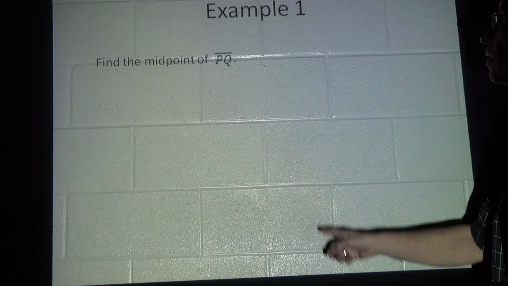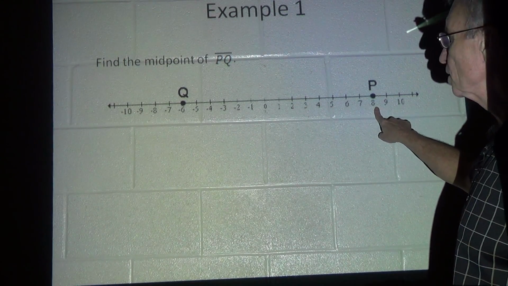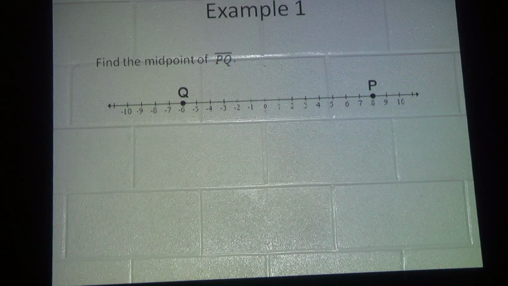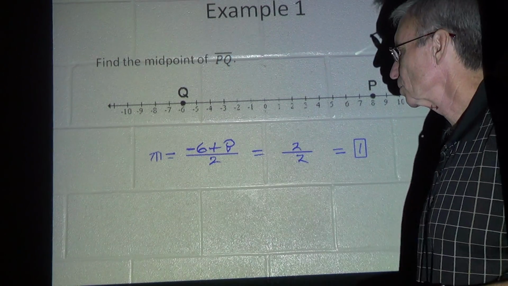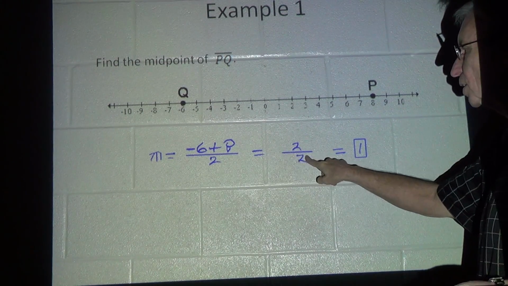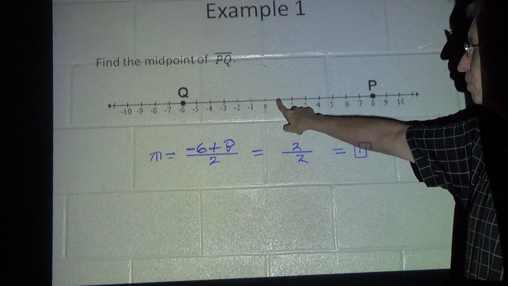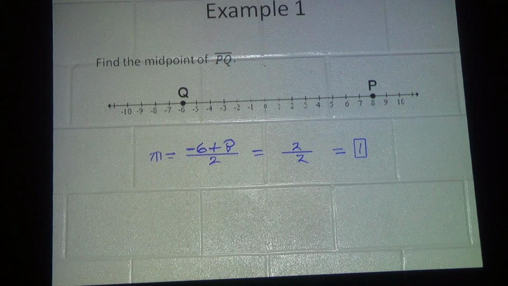Example 1, they want you to find the midpoint of segment PQ. So we have P at 8, Q at -6. So what we do is we take 8 plus -6 and divide by 2, or -6 plus 8 divided by 2, same difference. So this gives us 2 over 2, which is equal to 1. So the midpoint of this is going to be right here at coordinate 1.